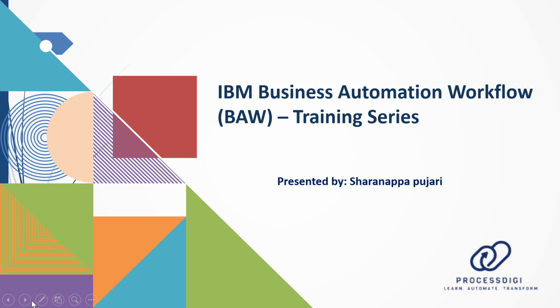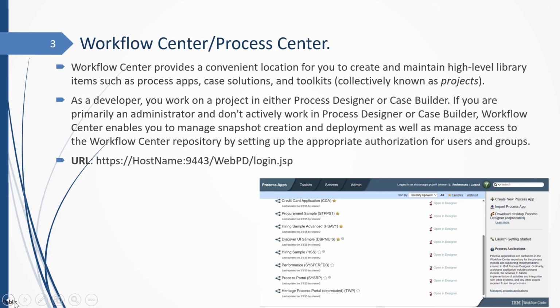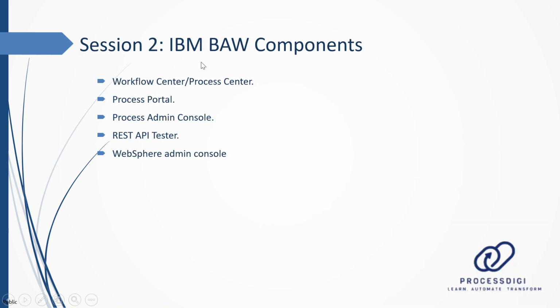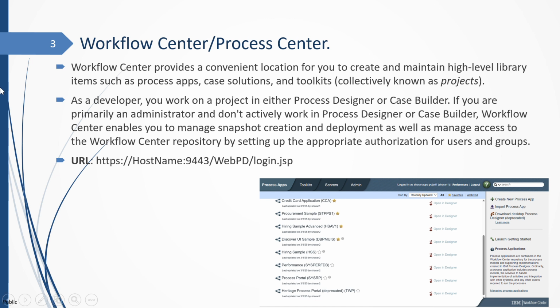In this session, I'll be covering the IBM BAW components. In IBM BAW, we have Workflow Center, Process Portal, Process Admin Console, a REST API Tester, and WebSphere Admin Console. These are the major components which we should understand first. So let's go to the first component, which is Workflow Center.